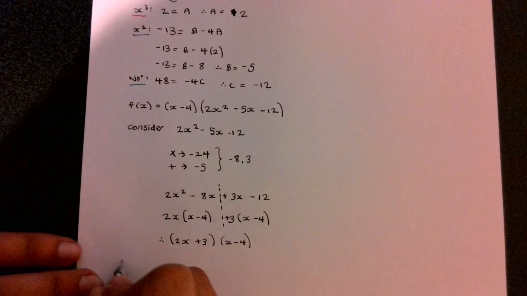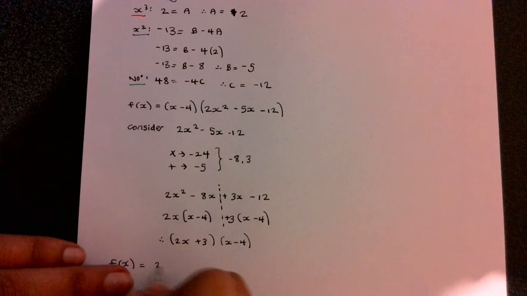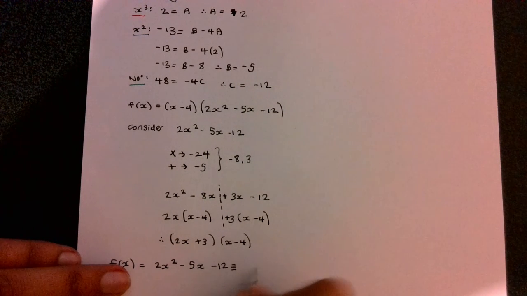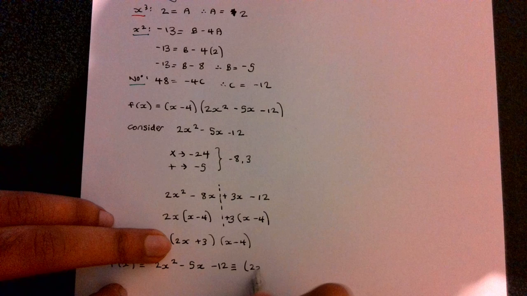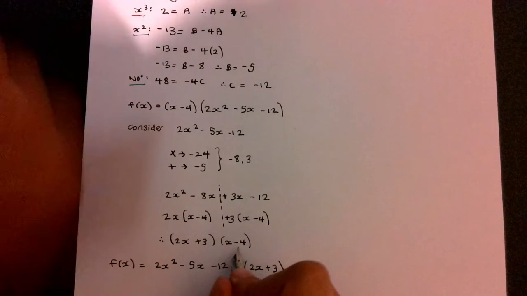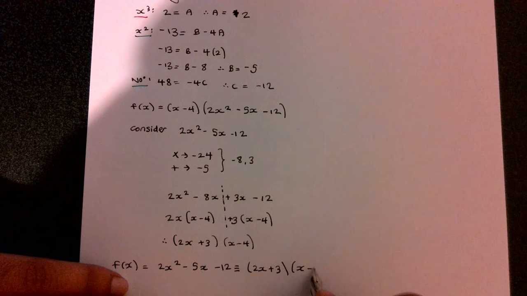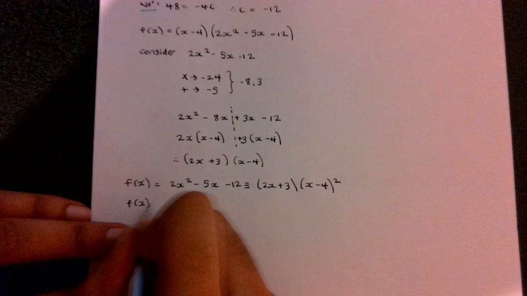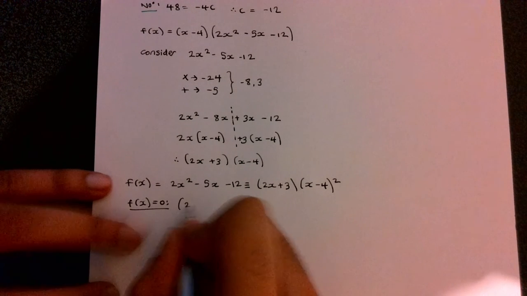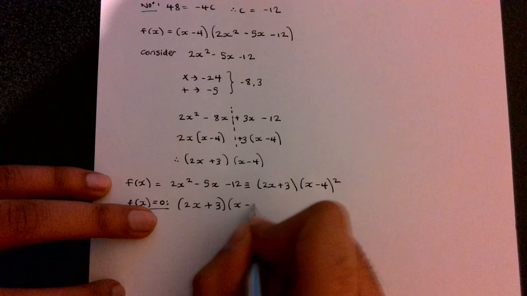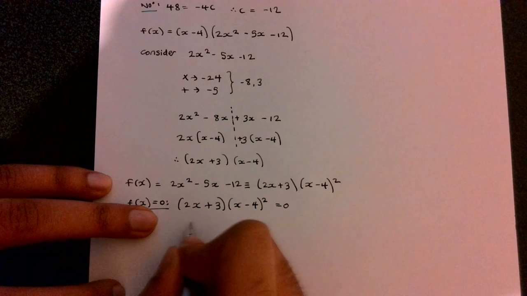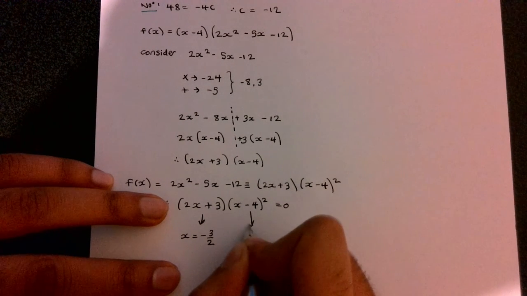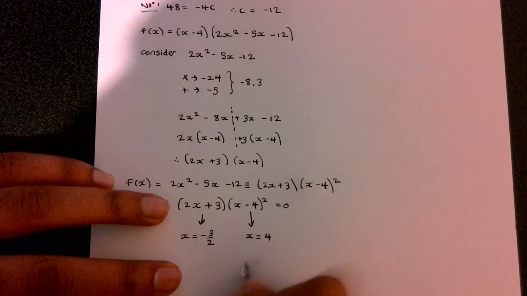So therefore, f of x is equal to 2x squared minus 5x minus 12. This is equivalent to, well, we have a 2x plus 3 lots of x minus 4 lots of x minus 4. In other words, x minus 4 squared. And if we actually solve f of x equaling 0, we have 2x plus 3 lots of x minus 4 squared equals 0. So here we see that x is equal to minus 3 over 2, and here x is equal to 4. And this x equals 4 is our repeated root.